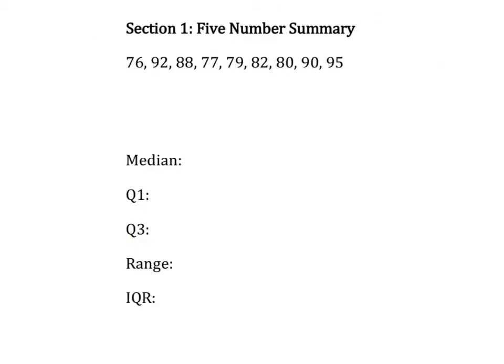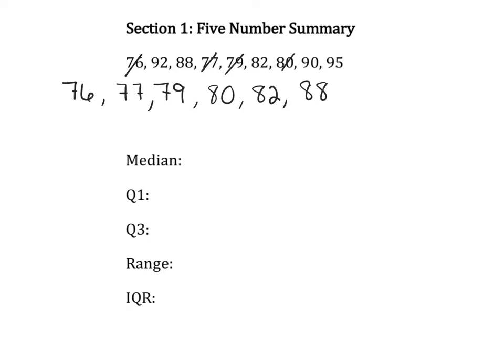Now let's take a look at section 1, the 5-number summary. When you start this problem, the first thing you should look at is, are my numbers in order from least to greatest? These are not, they are mixed up. So we need to number these from least to greatest. So the smallest number is 76. Then we have 77. And then we have a 79. An 80. 82. 88. 90. 92. And 95.